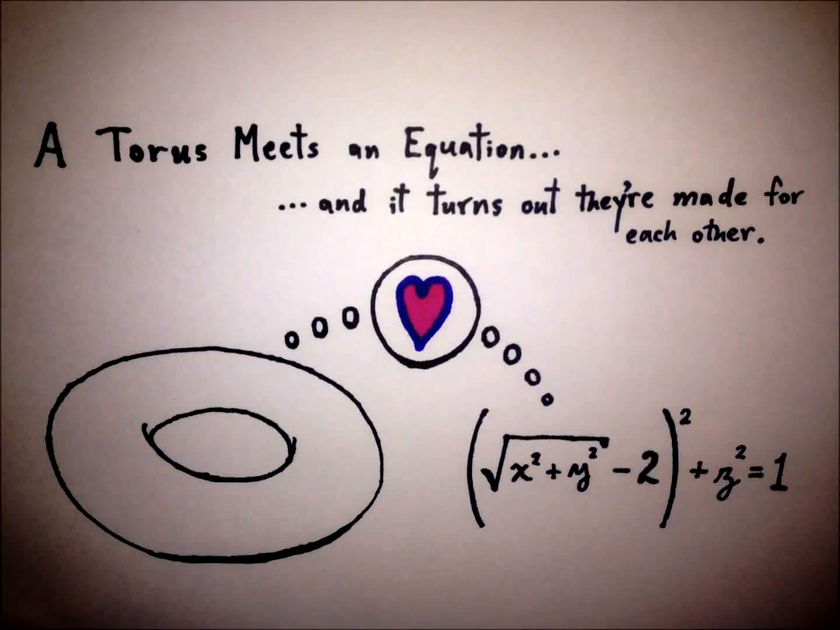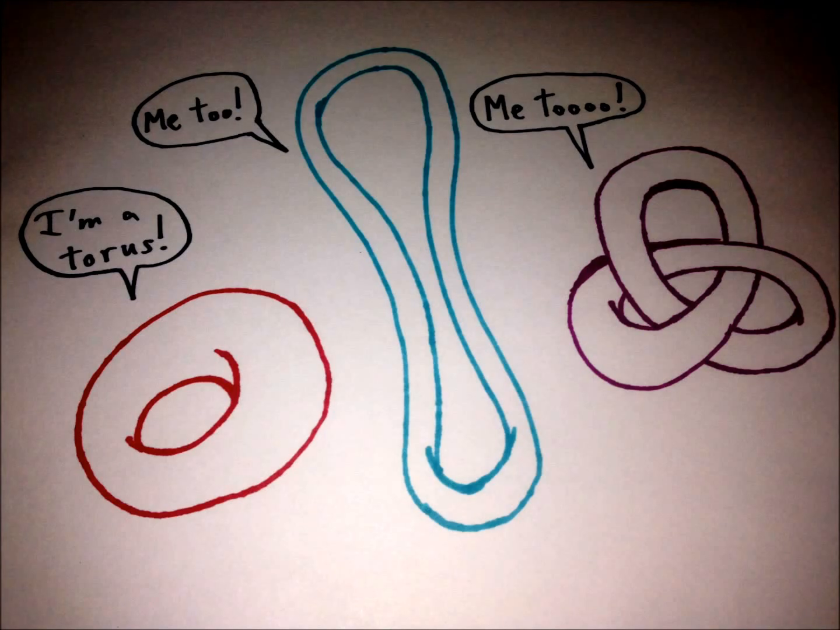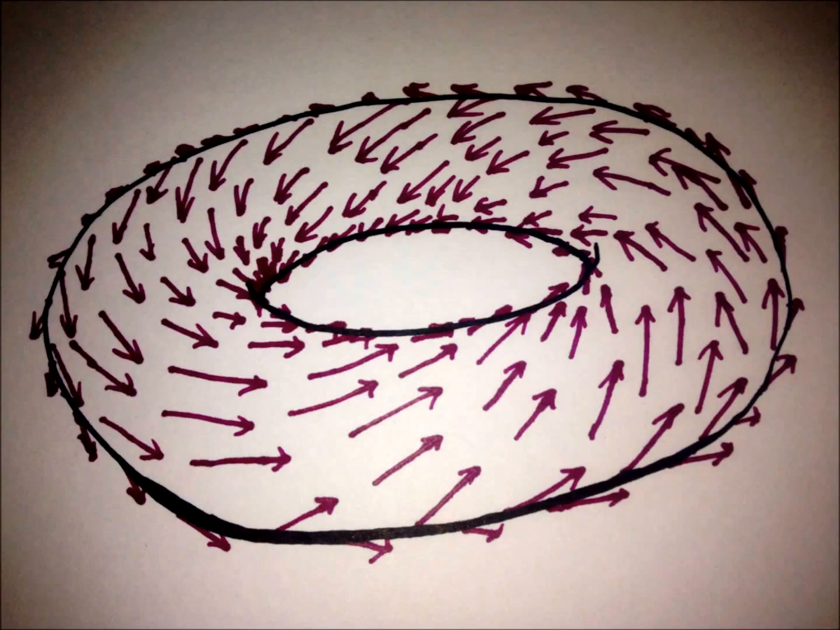A torus meets an equation, and it turns out they're made for each other. Intuitively, a torus is the surface of a donut. It's a fun shape to play with, especially if you pretend it's made out of really squishy rubber. This video series is about taking a rigorous approach to a torus by parametrizing it, and then exploring the behavior of vector fields on this delicious surface.